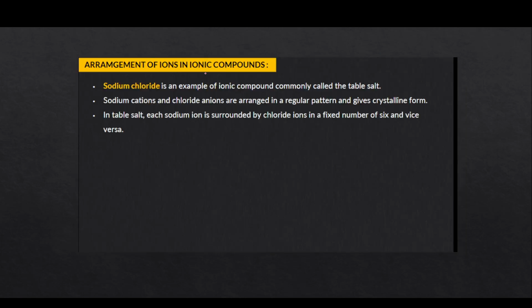Now, the arrangement of ions in ionic compounds. Sodium chloride is an example of an ionic compound. Like sodium gets a positive charge and chlorine gets a negative charge, and this is how they form ions. One is losing an electron, the other is gaining an electron, and they get charge over their atom and convert into ions, which is also called table salt, sodium chloride.